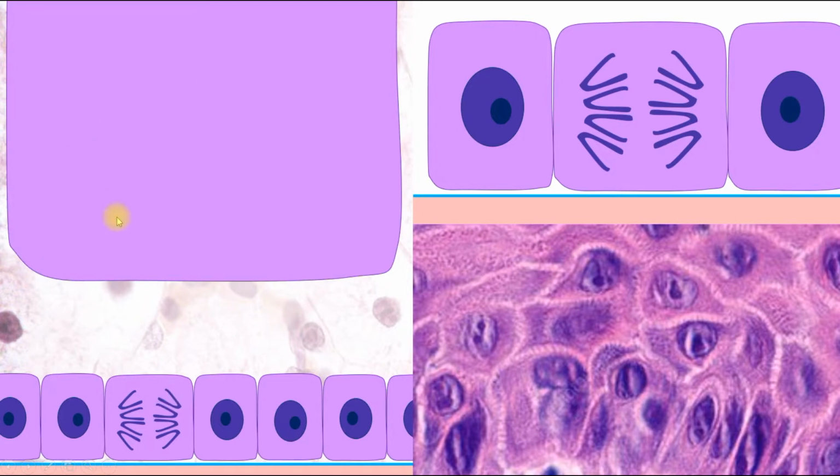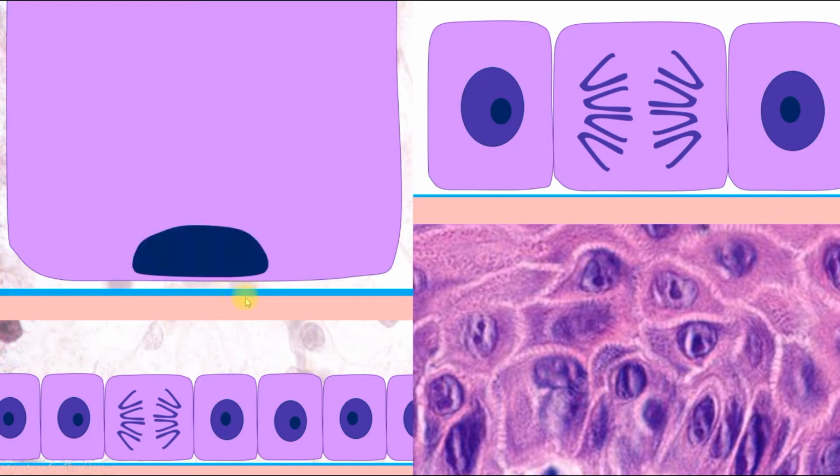And here we can see the basal pole of basal cells, and they are attached to the basement membrane. Here we can see the basement membrane and connective tissue, and this cell is somehow attached to the basis. So what does provide this? There are special cell junctions which are called hemidesmosomes.